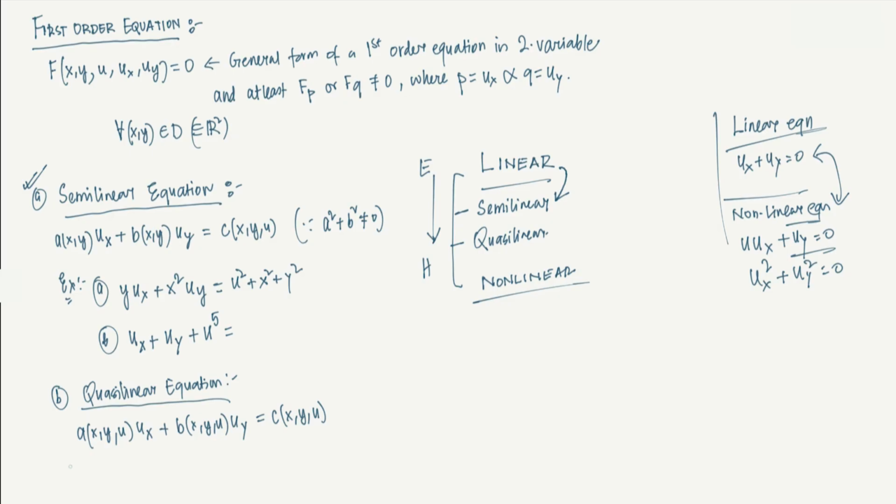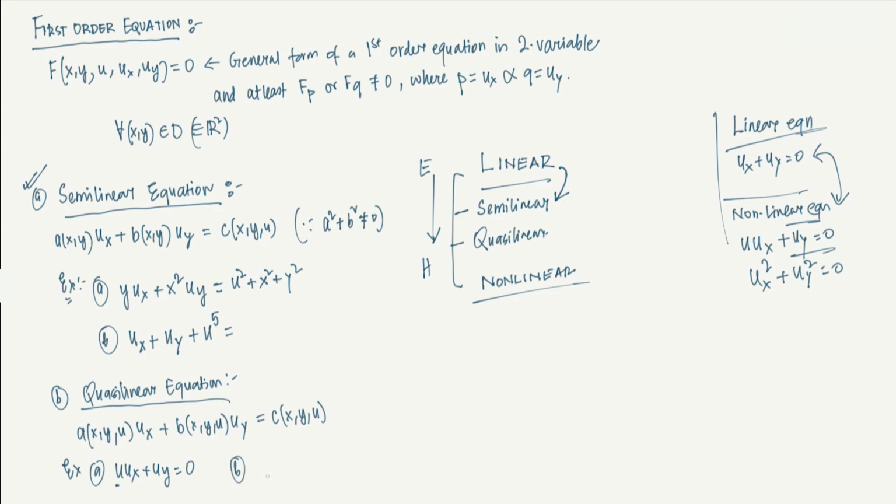Let me give you one example, maybe two, doesn't matter. Let's start with one example. If you have u ux plus uy equals 0, that's a quasi-linear equation, because you do realize in this case, a of x y u is u, and b is 1. So that's your quasi-linear equation.